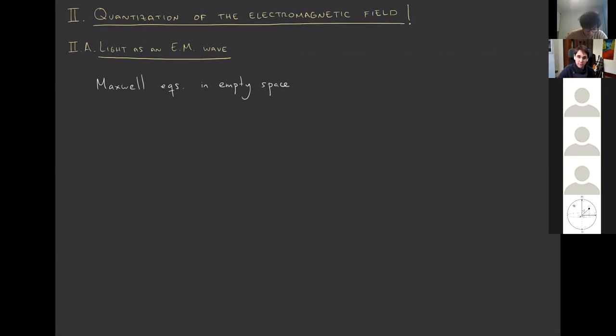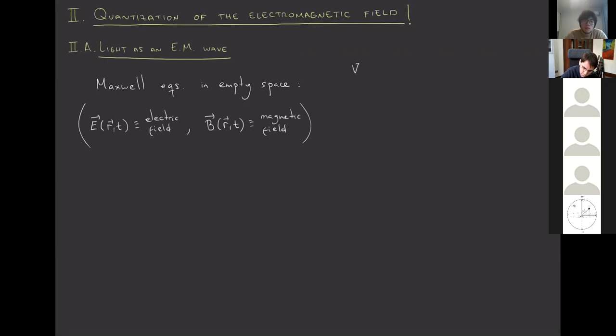So empty space meaning that there are no free charges or free currents. And let me denote the electric field by E. So it's a vector field with three components that depends on all the space-time coordinates. And this is what we will call the electric field. And then I will call the magnetic field B, again with three components. Okay, so with this notation, Maxwell equations look like the following.